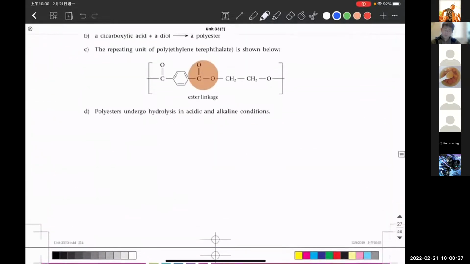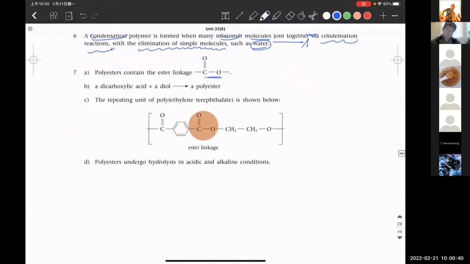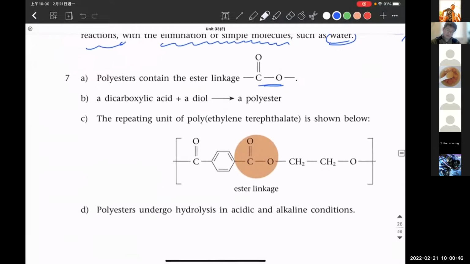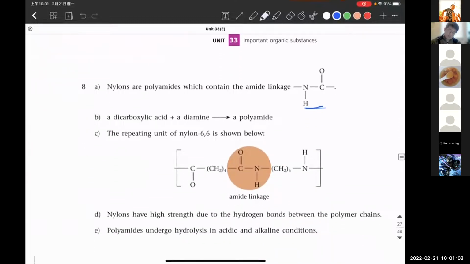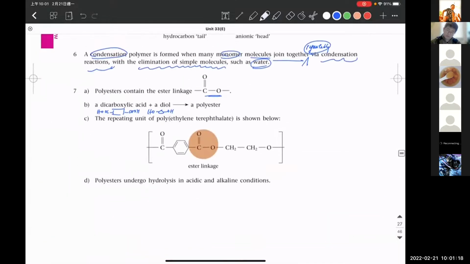The combination for making polyester is dicarboxylic acid and diol, while the polyamide is usually made up of dicarboxylic acid and then diamine. The repeating unit of it will be shown.